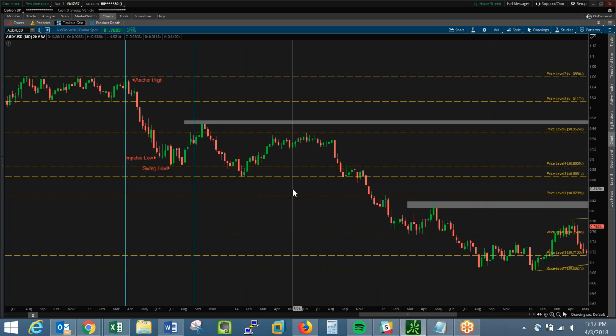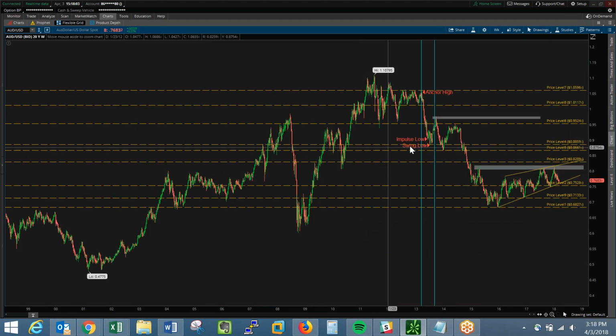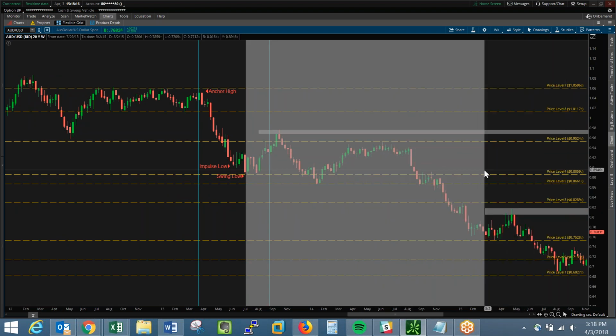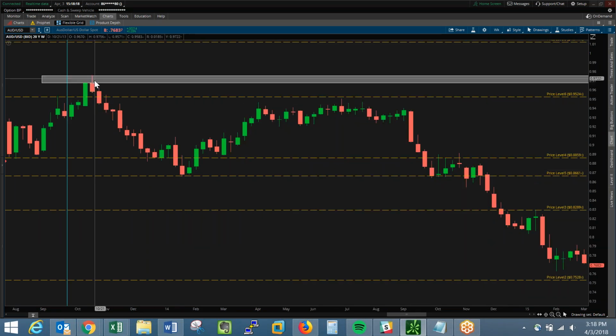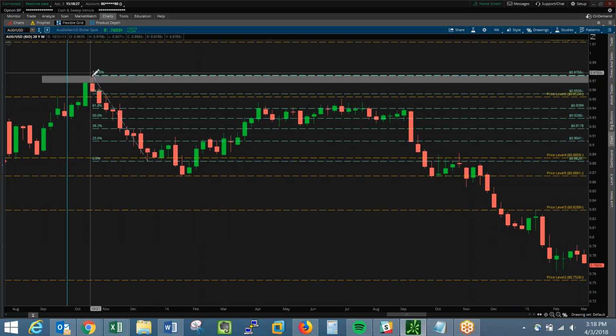Now if we look, we have another opportunity here. We have another opportunity to differentiate impulse and swing moves. So if you look at this little section right here, we've got our supply zone that starts this very decisive downward move, right?